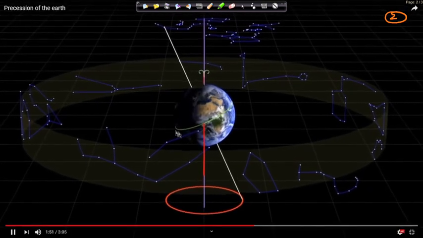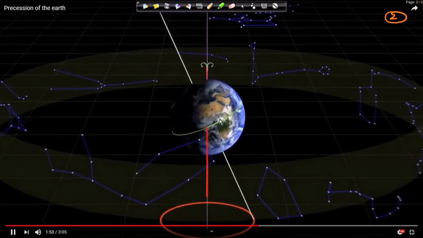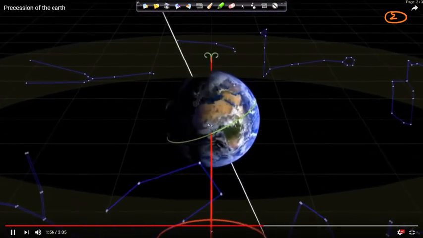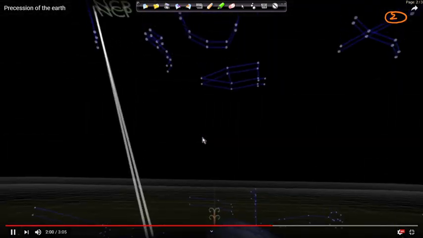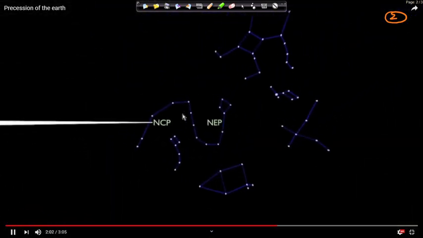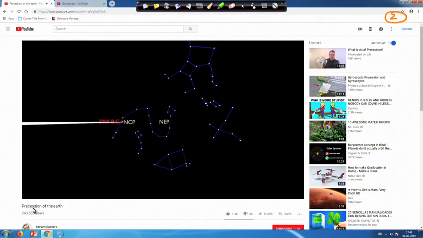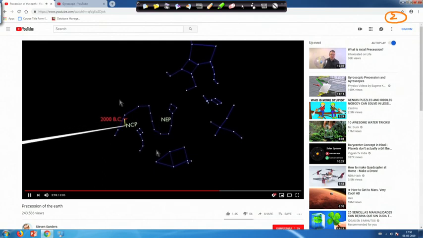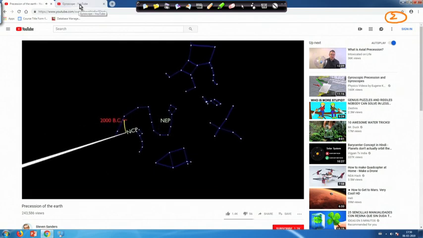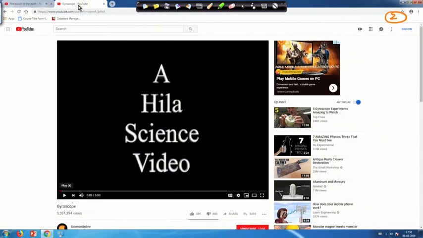So, why does this happen? This happens because of the torque acting about the center of gravity, or center of mass, of the earth. About the center of mass of the earth there is a torque acting, and that torque is responsible for this precession motion. Okay. Let us see another video.